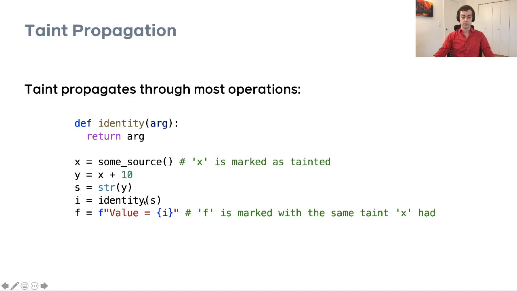If we run that result through a function where it goes in as an argument and comes out through a return value, the result I there is going to be tainted. If we take that value, put it into a format string, and assign that to F, F is going to be tainted.